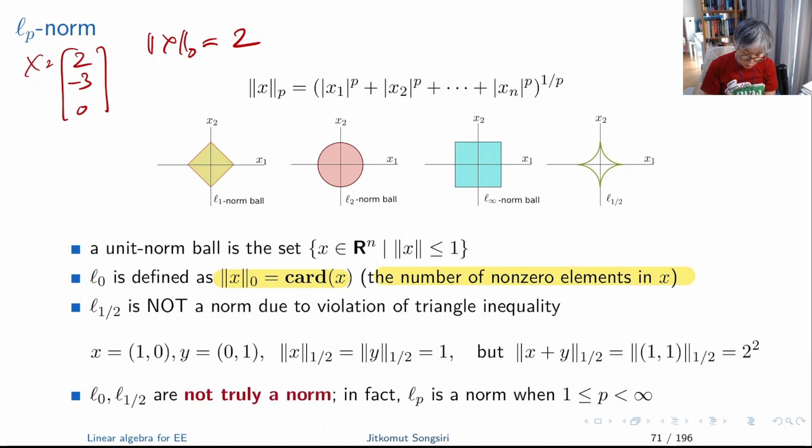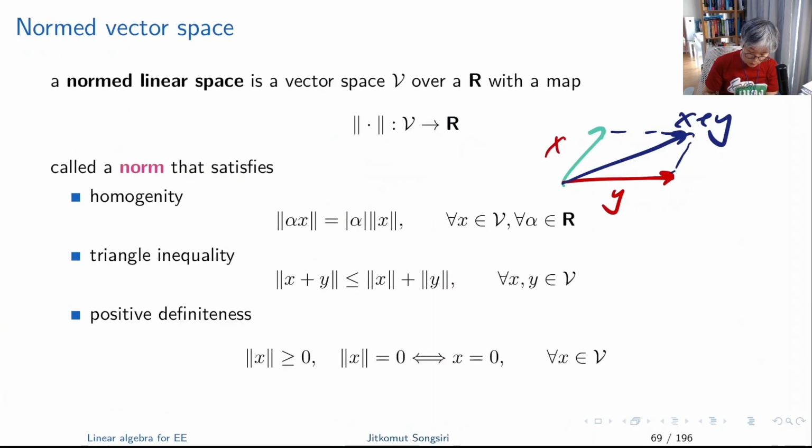The zero norm is not truly a norm in the strict sense that we just learned. There are three properties: the homogeneous property, the triangle inequality, and the positive definiteness property. So let's check this condition again. Is the zero norm truly a norm? Let's talk about the homogeneous property.